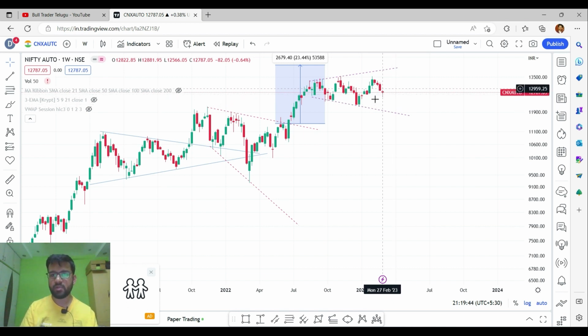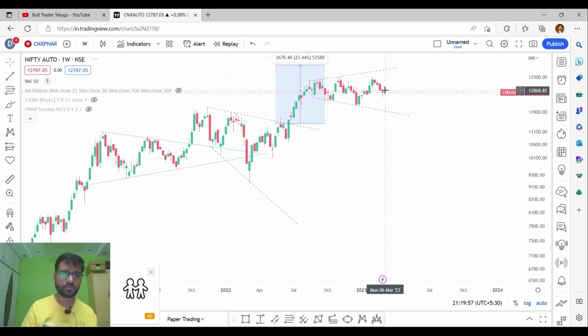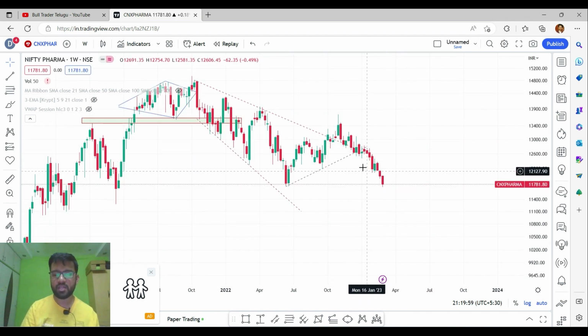As the market has formed a doji candle, it is completely indecision, an indecision candle. So we need to wait and see how the market closes this week, then only we can take a proper decision in the Nifty Auto. Coming to the Nifty Pharma, it is very weak. Even if we compare its relative strength to the Nifty 50, its relative strength is very weak.